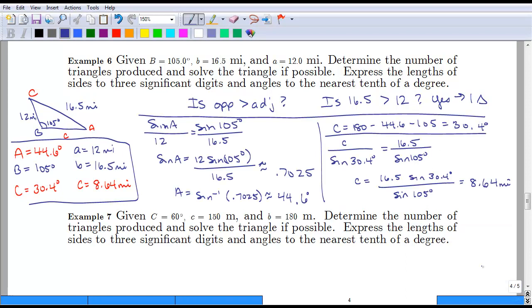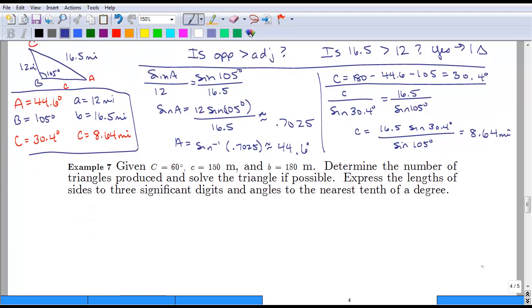So again, going through the law of sines, you should have found that angle A was 44.6 degrees, and then subtracting from 180, you should have gotten that C was 30.4 degrees, and then law of sines again to get that side C is 8.64 miles. Again, in this case, side C and angle C are the smallest, and those are opposite each other. Angle B and side B are the largest, and again, those are opposite each other. So this was just, again, a practice of 11.1. Let's look at what happens if we have either 0 or 2 triangles.